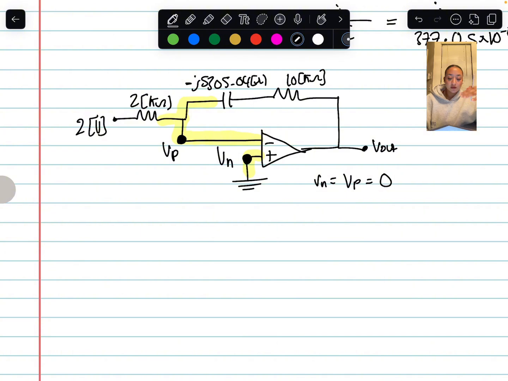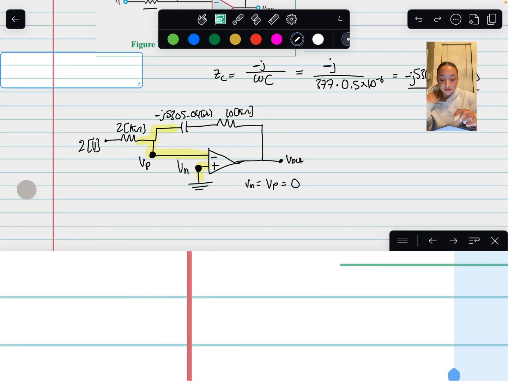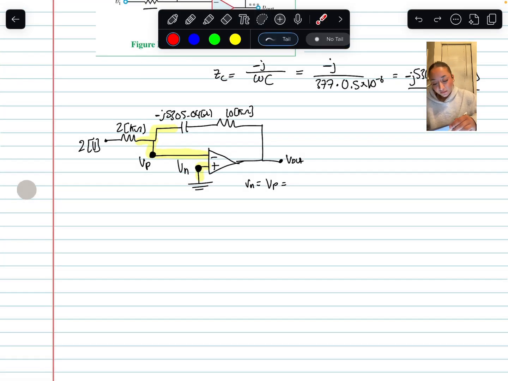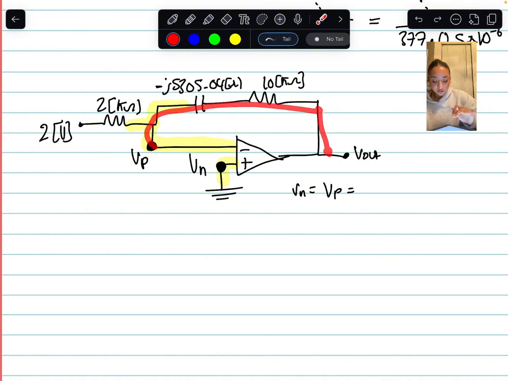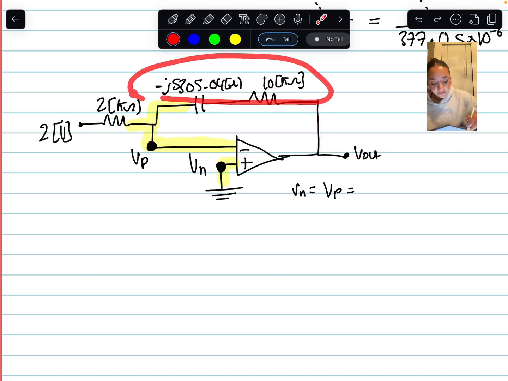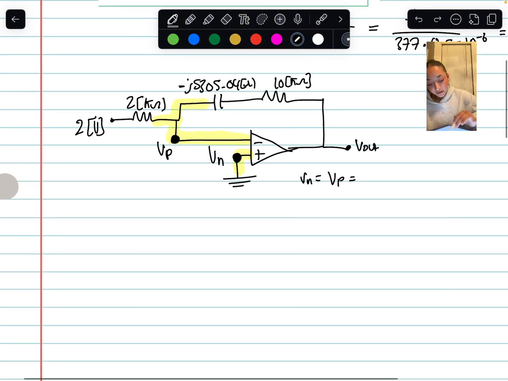So whenever we're doing our nodal analysis on this op-amp, or KCL, we're going to account for this node to be 0. This is how I'm going to do my KCL. Vn is equal to Vp, and then it's going to be going this way: Vp minus 2 volts divided by 2 kilo ohms. And then I'm going to go this way to V out: Vp minus V out divided by these two in series.